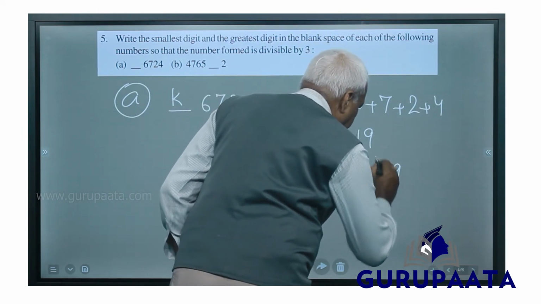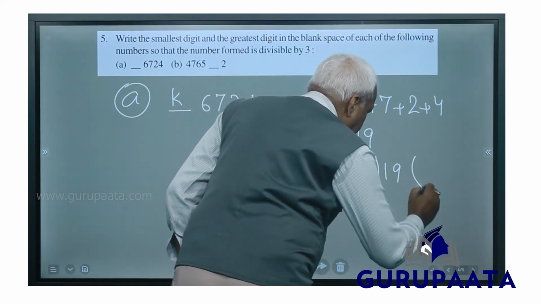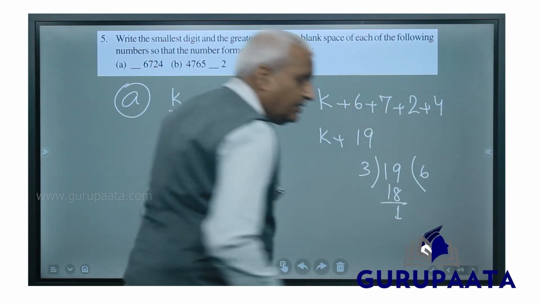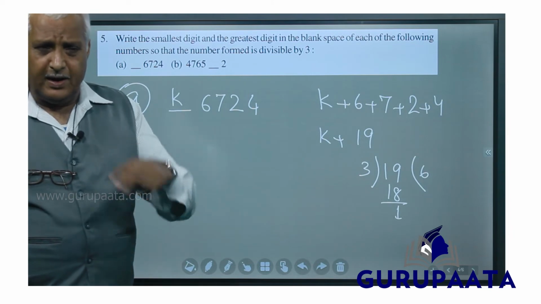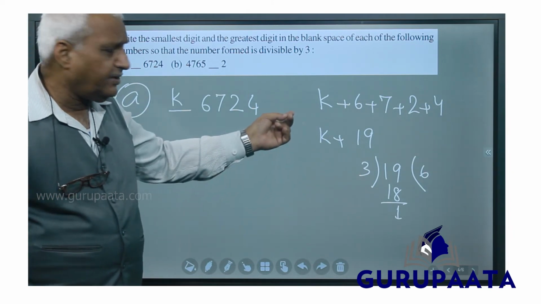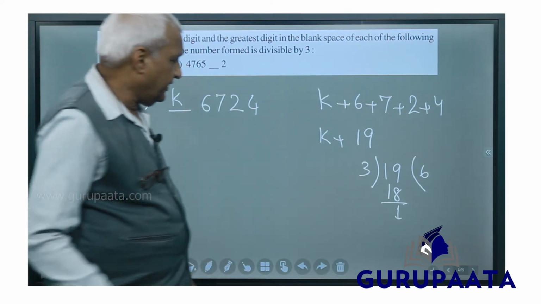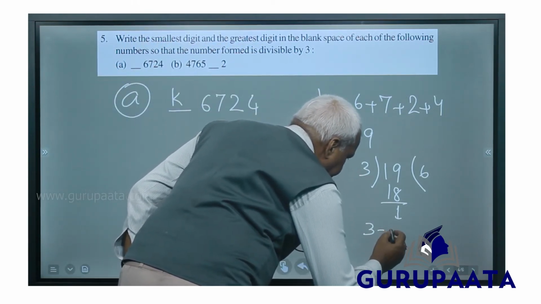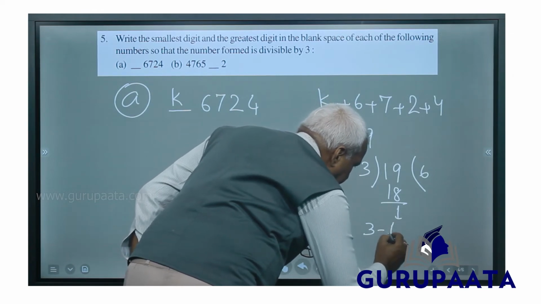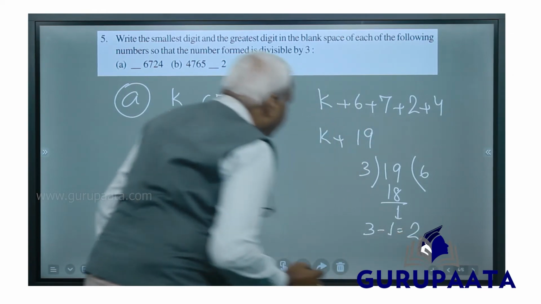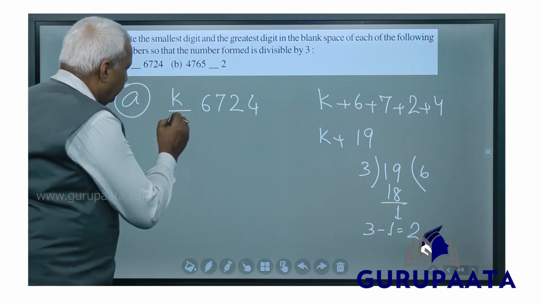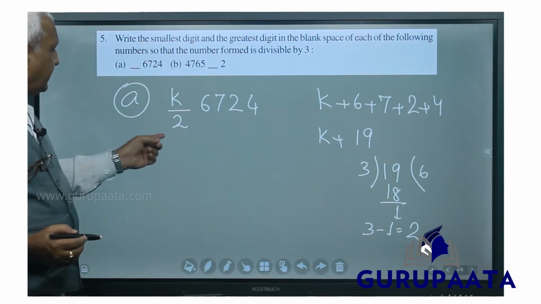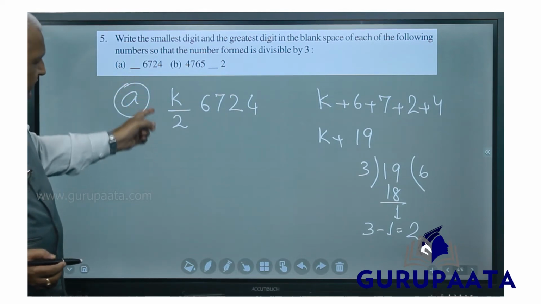19 divided by 3, sorry, one is the remainder. So if two more, then that will become 21 and that will be divisible. So we can write 3 minus 1, 2. So this is the smallest number, we can write 2 here. The smallest number which can be filled in this blank is 2.